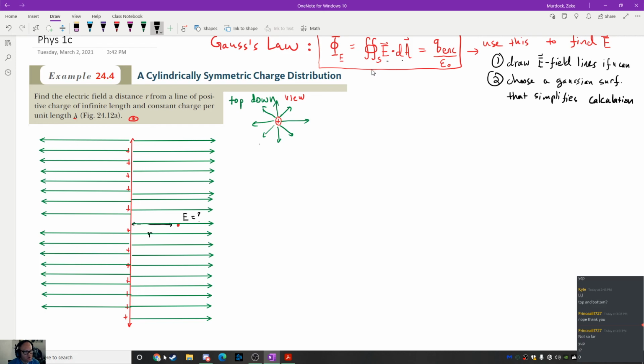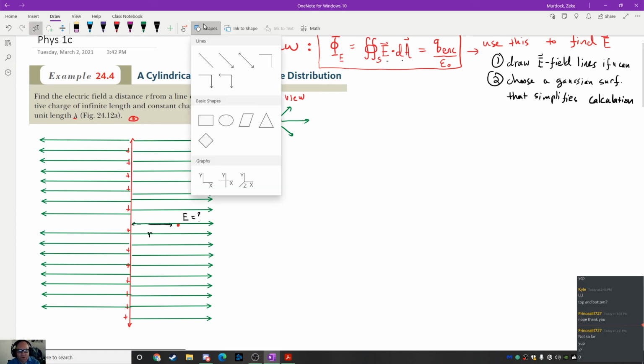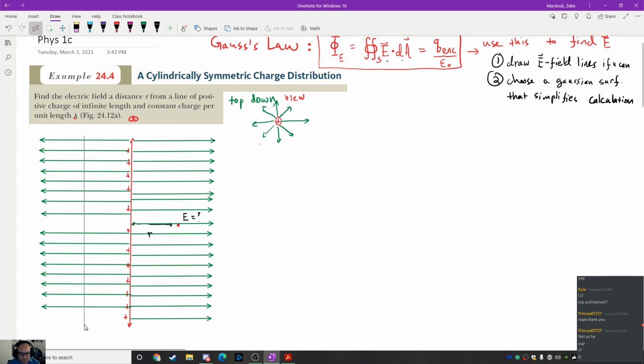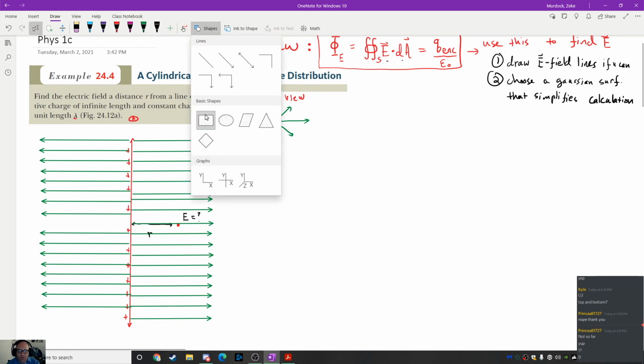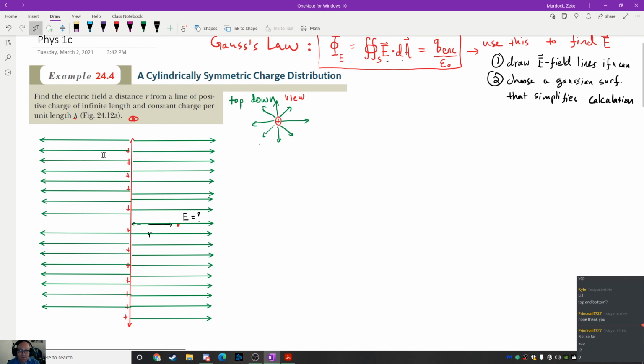Does that make sense? Now, in this case, can you think of a surface that we can surround our object in here such that the electric field lines will always be perpendicular to the surface at every point, that it'll pierce straight through the surface? A cylinder. Yeah, cylinder. Or a box. Well, so in the 2D case, yeah, a box would work, right?